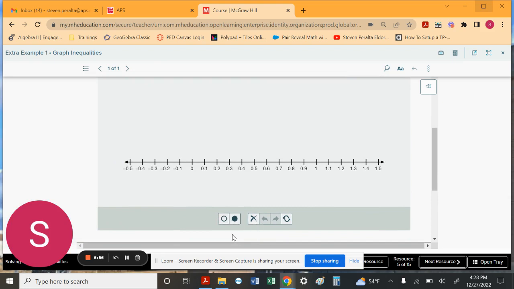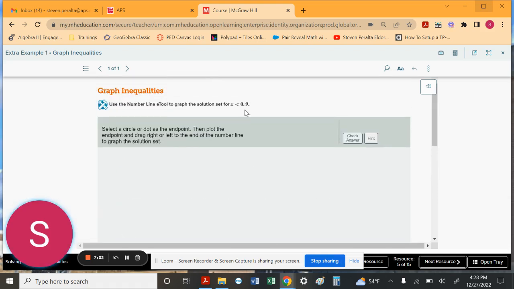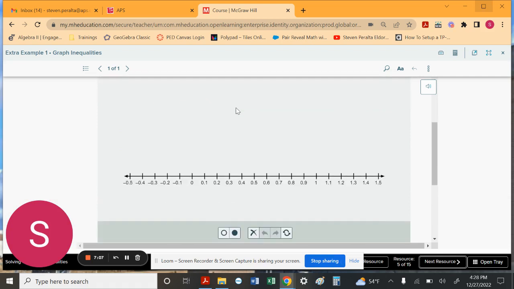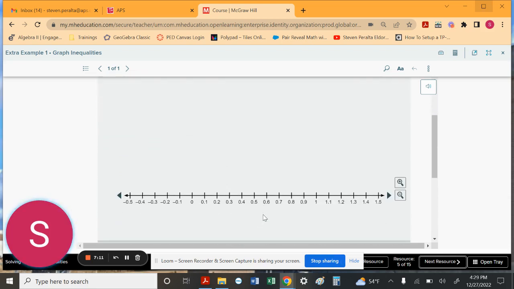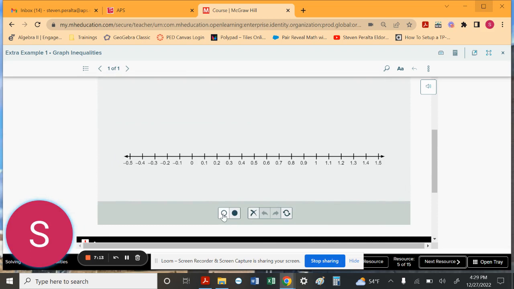Well, I don't look at it that way. I look at, is it an open circle or is it a filled in circle? So if it does have an equal sign, it's filled in. If it does not have an equal sign, it's open. So we have this particular point, it is 0.9. So we're going to go over here and we'll put that open circle there.